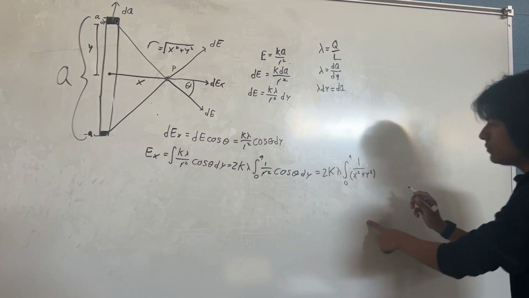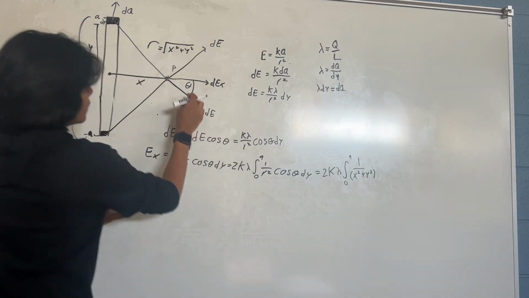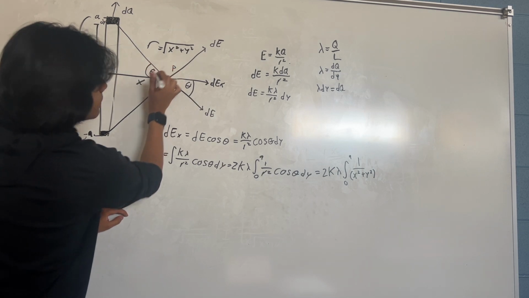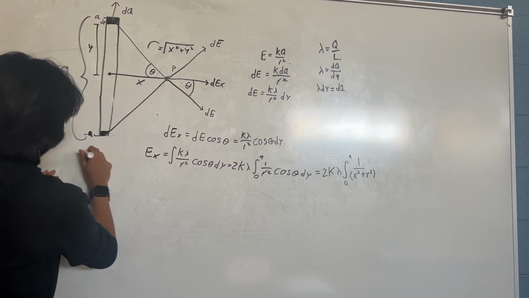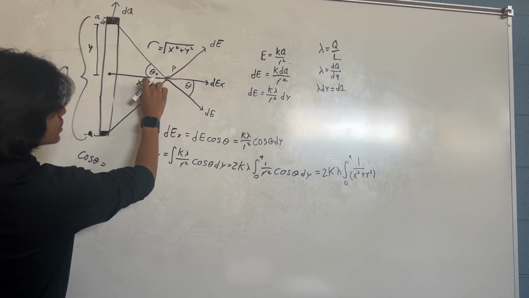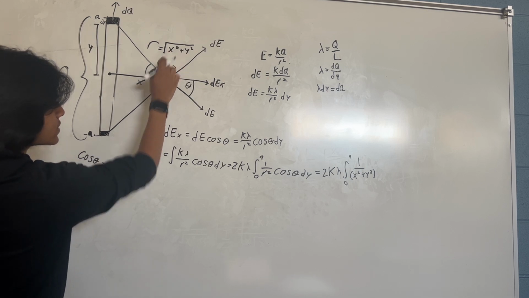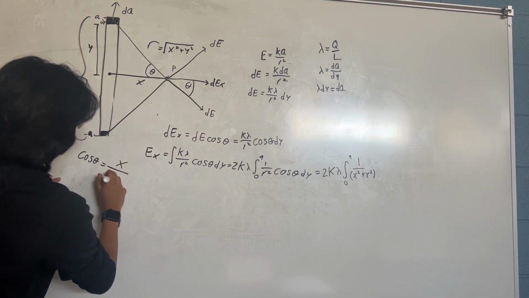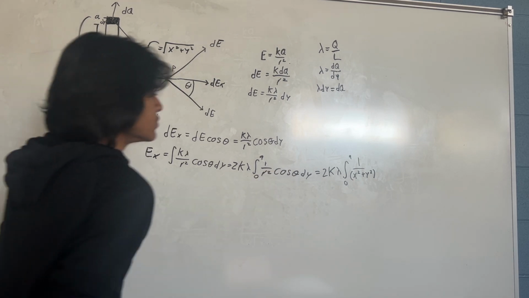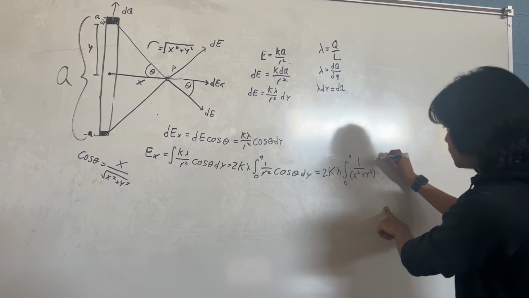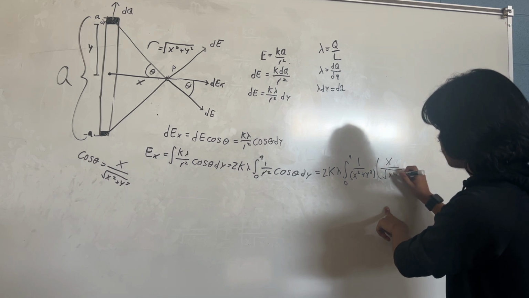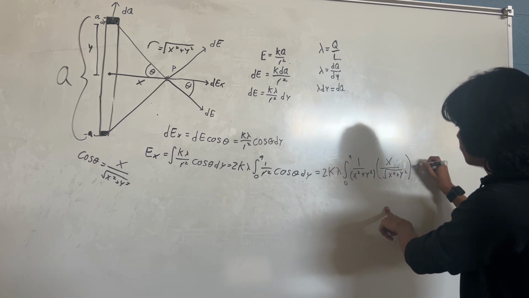Now for our cosine theta, because of trigonometry, this angle right here is going to be the same as this one. So our cosine theta is just going to be the adjacent side over the hypotenuse. So we're going to have x over the square root of x squared plus y squared. Now we can substitute that in for cosine theta. So now we just have x over the square root of x squared plus y squared dy.